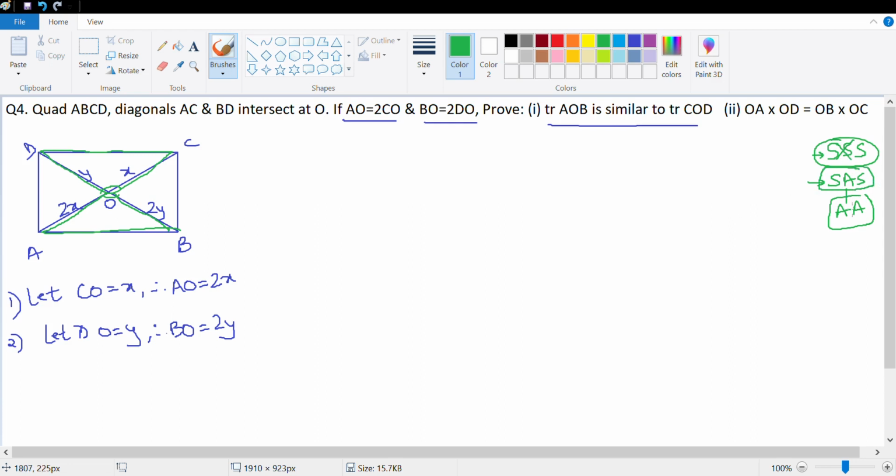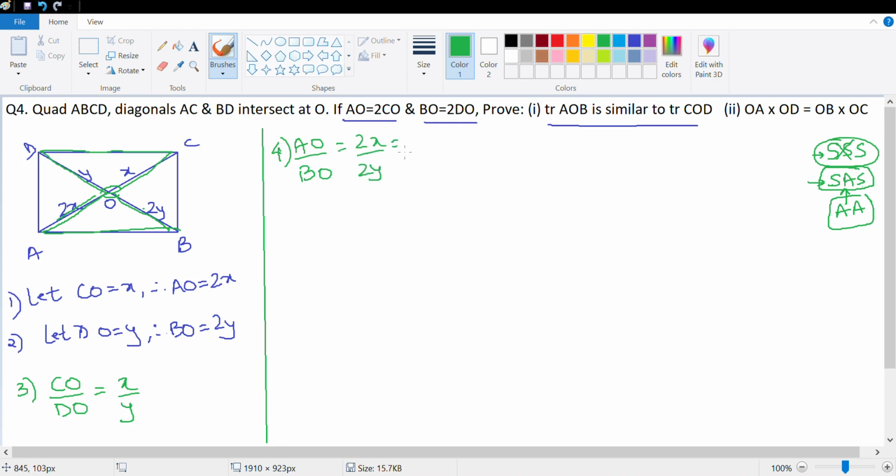Quick revision: what this means is that the included angle is equal and the sides in between which the angle is there are in the same proportion. So they seem to be in the same proportion. This is 2x upon 2y, this is x upon y. Let's just write that down. Number 3, CO upon DO is equal to x upon y. Number 4, AO upon BO is equal to 2x upon 2y, which is equal to x upon y. So from 3 and 4, AO upon BO is equal to CO upon DO. Perfect. So that's my point number 5.